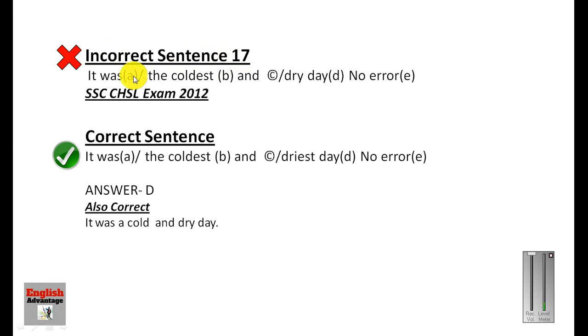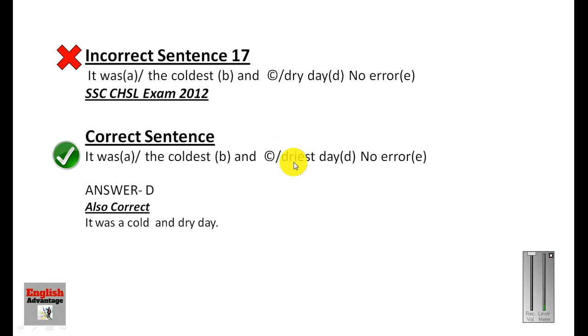Incorrect sentence number 17. It was the coldest and dry day and no error. Just see, when you use this superlative degree, when there are two adjectives, both the adjectives have to be in the same form. Here it is the superlative degree, here it is the positive degree. So you have to make it superlative also. So the sentence will be, it was the coldest and driest day. These superlatives we are using with the same day. So that is why we don't have to put the here.